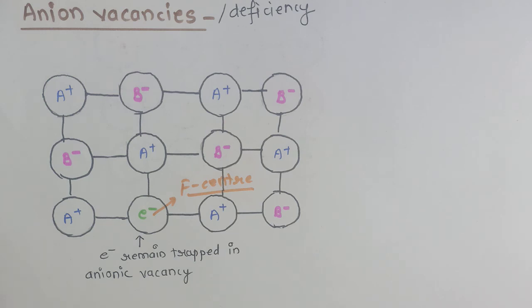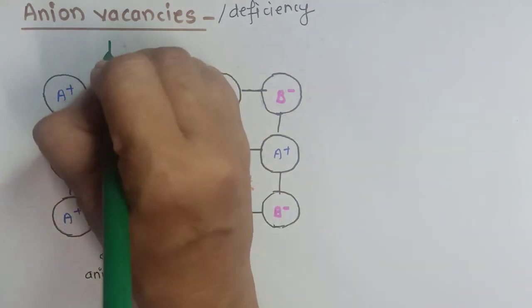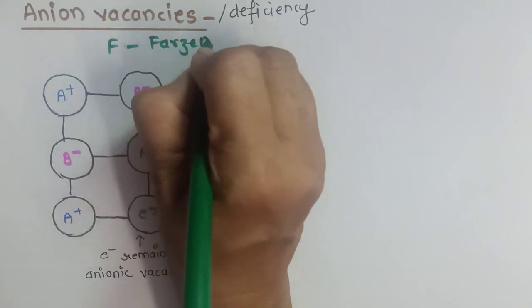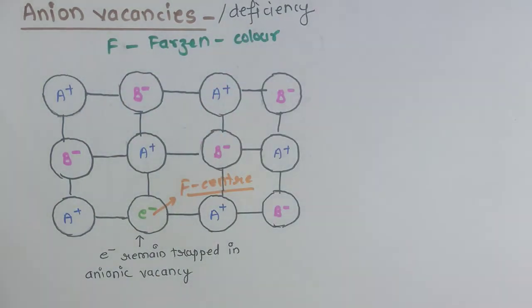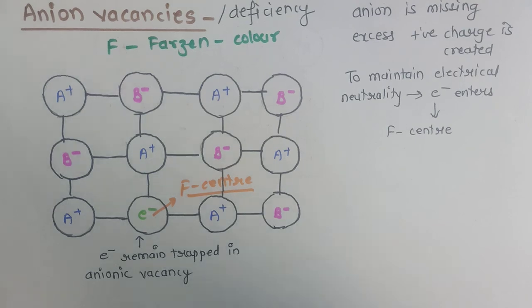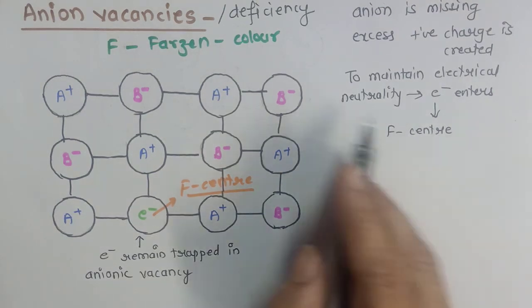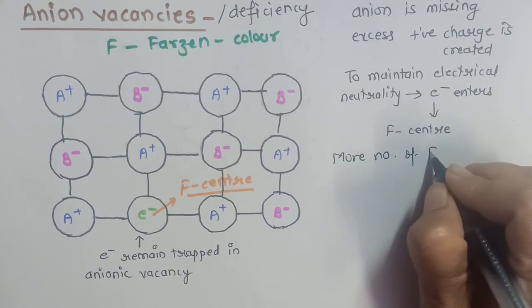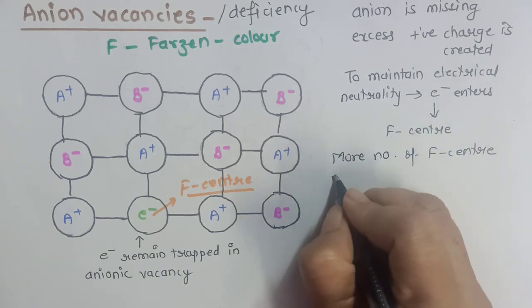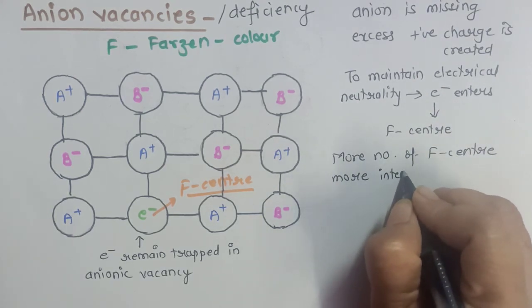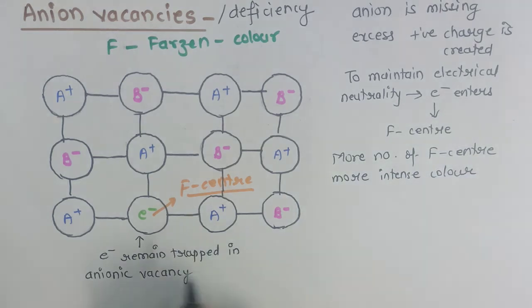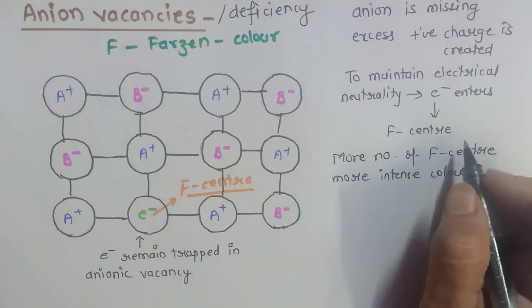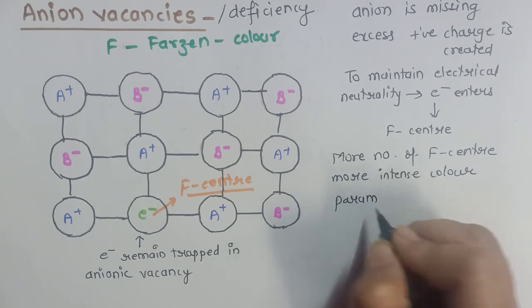The word F is derived from the German word Farben. It means color. So the presence of F centers in the crystal lattice gives color to the crystal. As I have told you, F centers are responsible for color. So I will say the more the number of F centers, the more intense will be the color. And due to the presence of the electron, all those compounds which show anionic vacancies, or all those compounds which have F centers, are paramagnetic in nature.